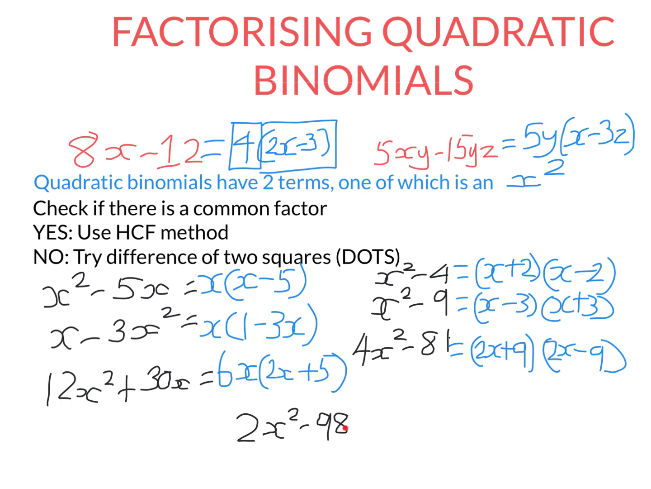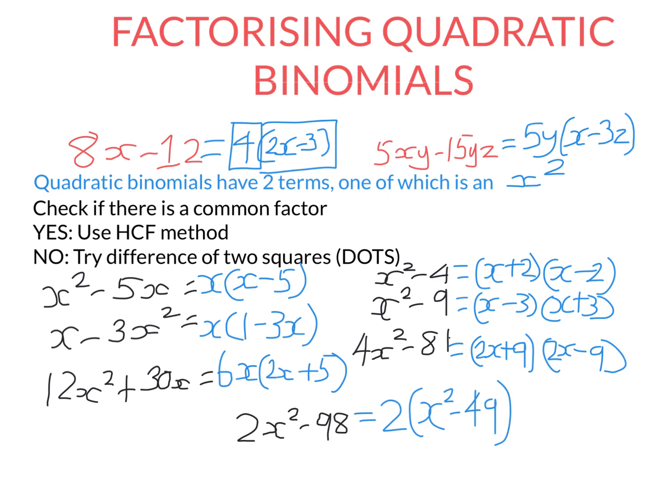So for something like this, 2x squared minus 98, we can actually use both methods. See, 2 and 98 are not perfect squares, but they have a common factor of 2. So you always try highest common factor method first. So the highest common factor is 2. So 2 times x squared gives x squared, 2 times negative 49 gives negative 98.